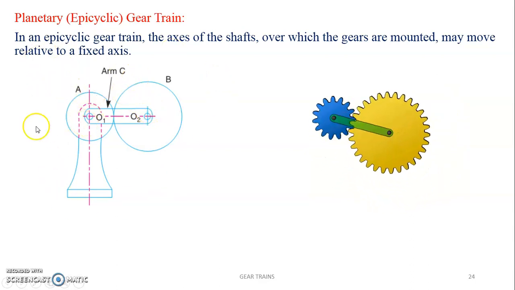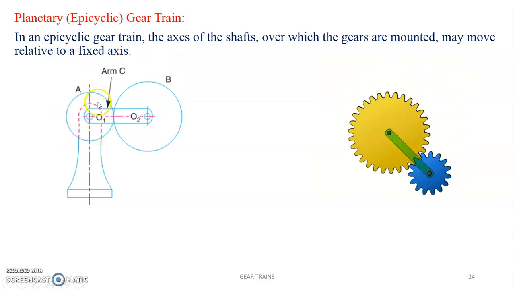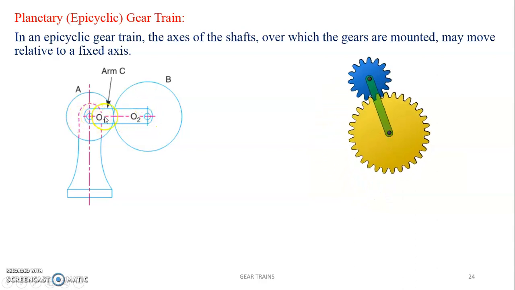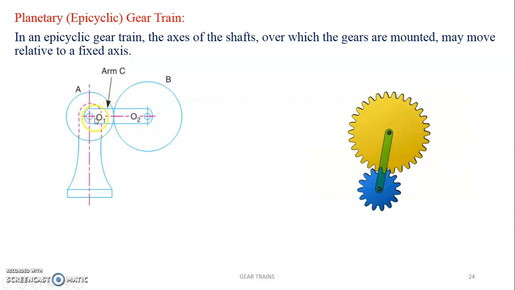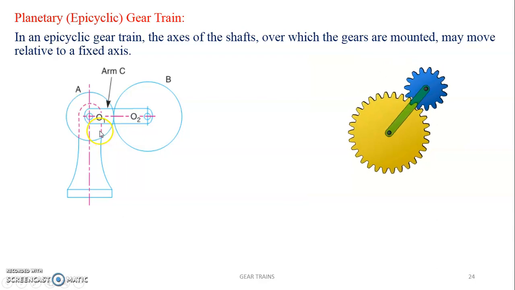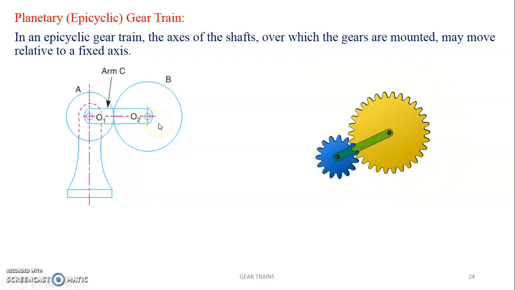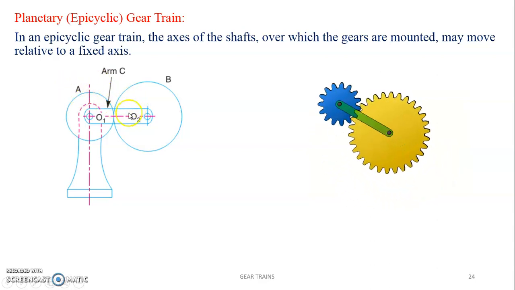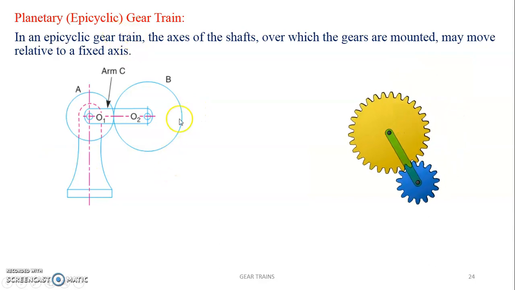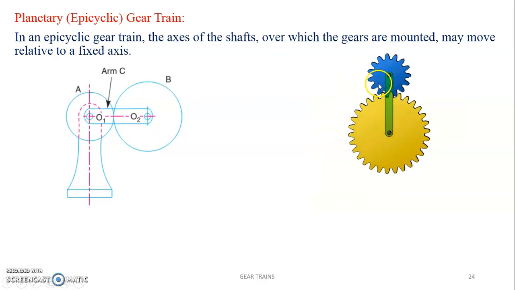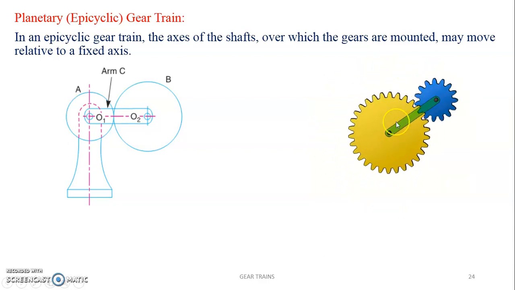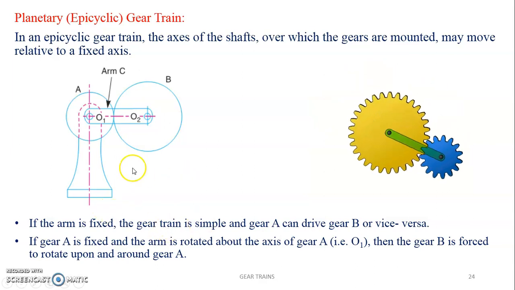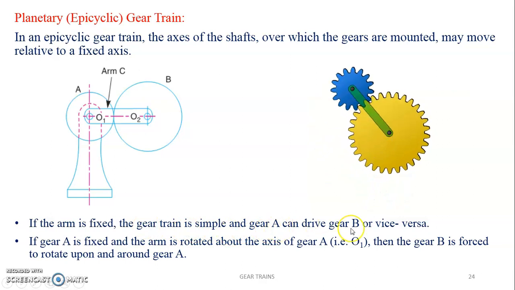Okay. So in this particular example, gear A is in mesh with gear B, and A and B are attached by an arm C. Now suppose, think about it, if I fix gear A and try to give rotation to B, what is going to happen? A is stationary, so B will rotate and it will move over gear A. Such an arrangement of a gear train is known as an epicyclic gear train. So just like that you can see over here, gear B rotates about its center axis and also rotates about the center of gear A. Such an arrangement is known as an epicyclic gear train. Okay. So if the arm is fixed, the gear train is simple and gear A can drive B, or vice versa, right?